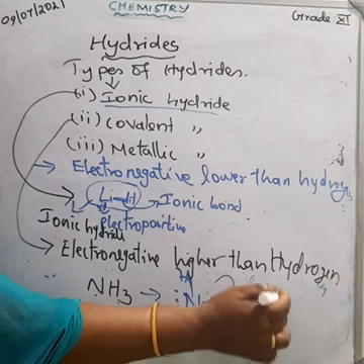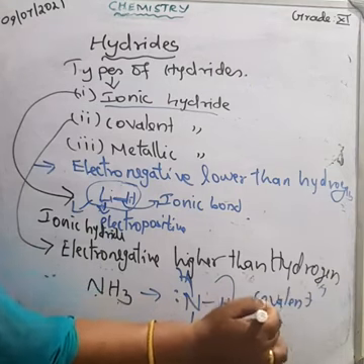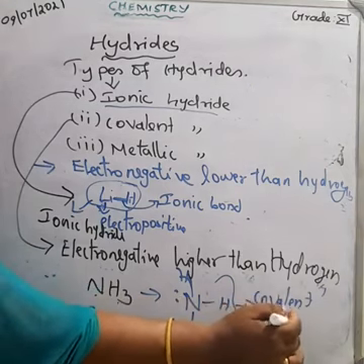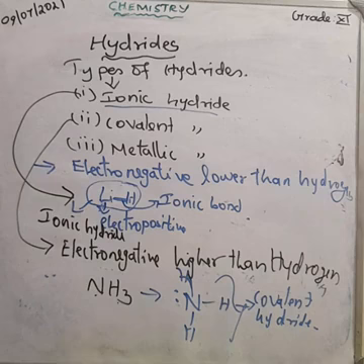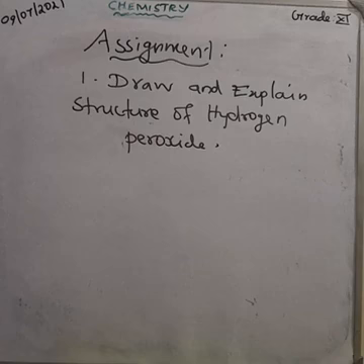And about metallic hydride, we will study tomorrow. Okay, this is the introduction about hydrides. Tomorrow I will explain the types of hydride: ionic hydride, covalent hydride and metallic hydride. About that tomorrow I will explain. Understand?